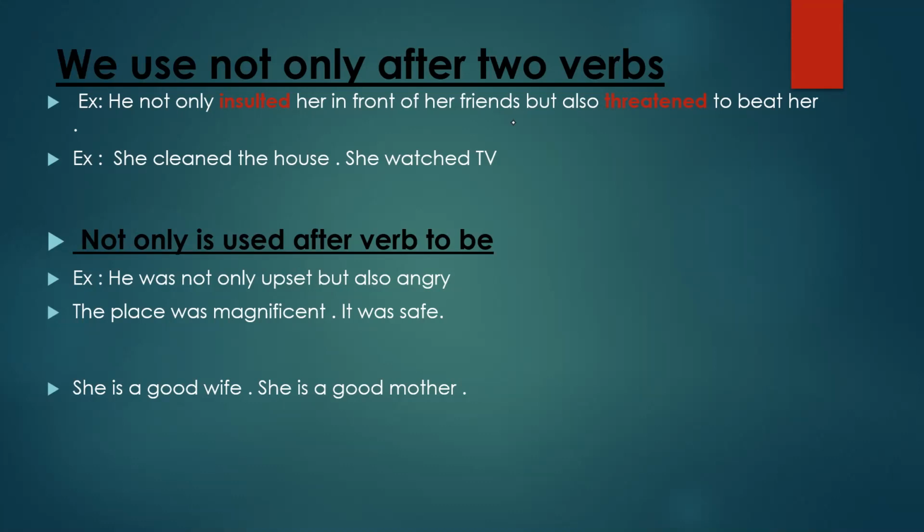So have a look here. She cleaned the house. She watched TV. I want somebody here to answer this sentence using not only.